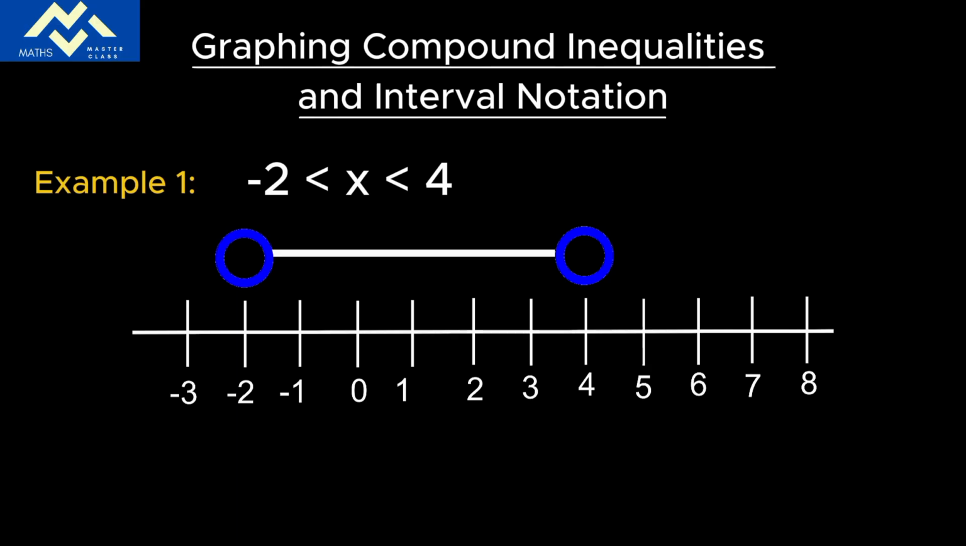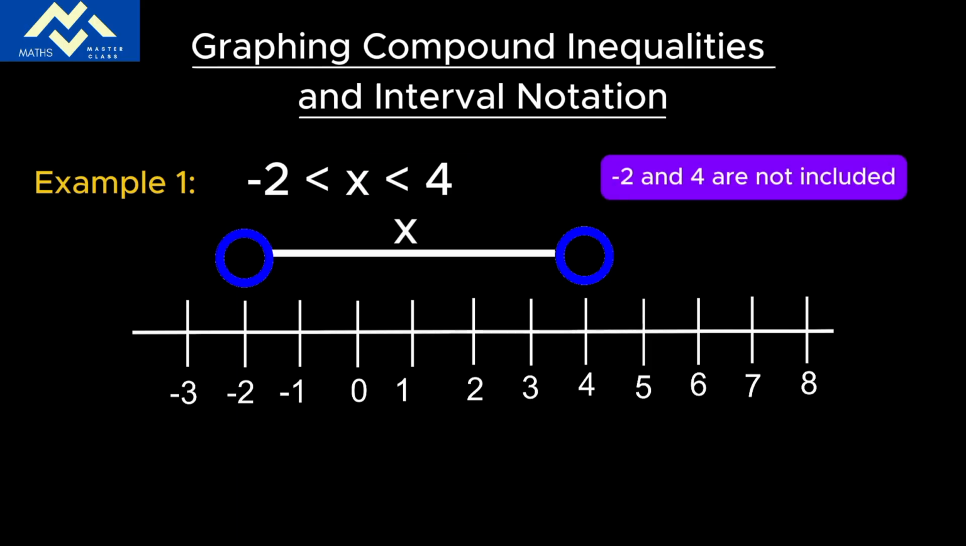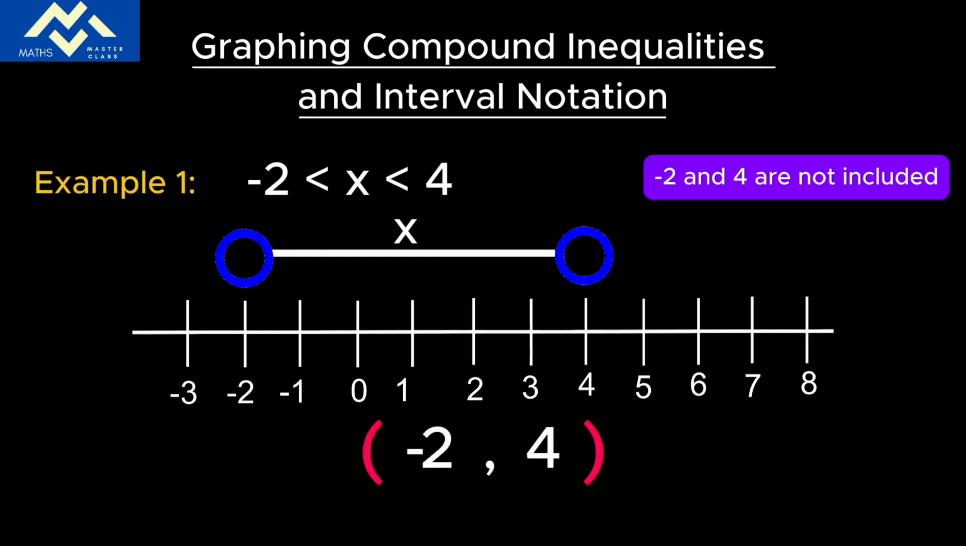Now understand this carefully. If -2 is less than x, then x is greater than -2. So the values of x are all numbers greater than -2 but less than 4. Since neither endpoint is included, we use round brackets at both ends. So in interval notation, we write starting from the smaller value, which is -2, round bracket at -2, and round bracket at 4.